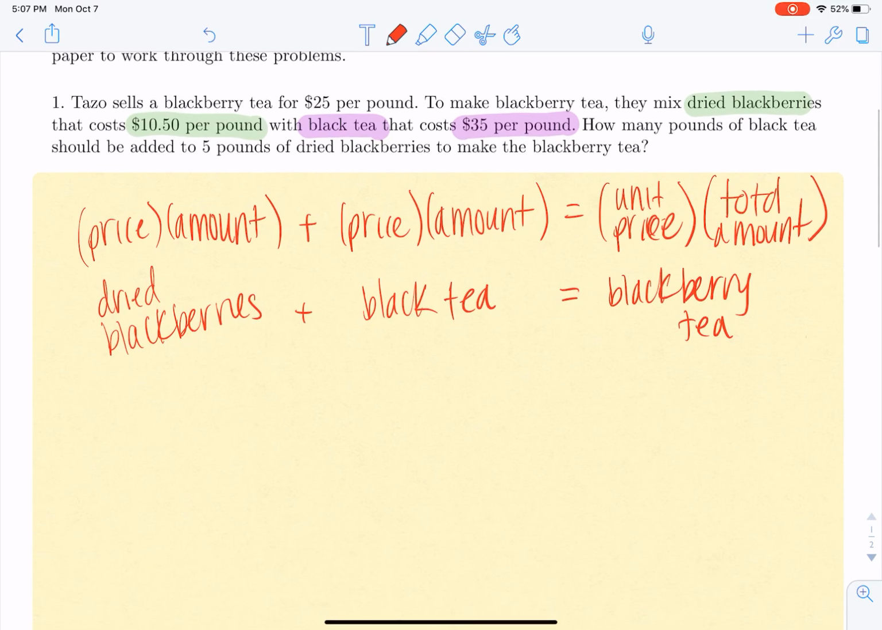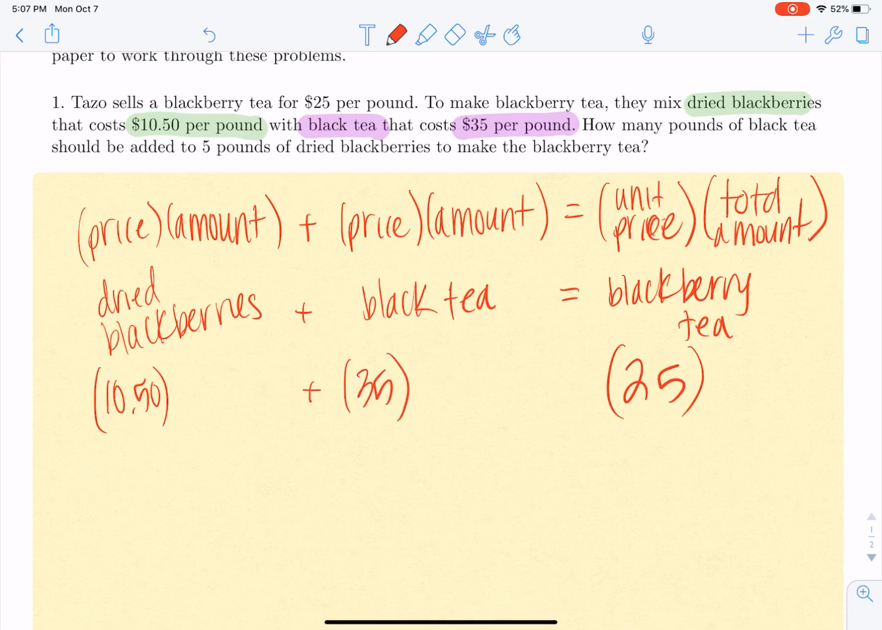So I know that the blackberry tea sells for $25 per pound, so there's my unit price. And to do that, we mix dried blackberries, which are $10.50 per pound, with black tea that costs $35 per pound. So I've gone ahead and inserted all of my prices here.